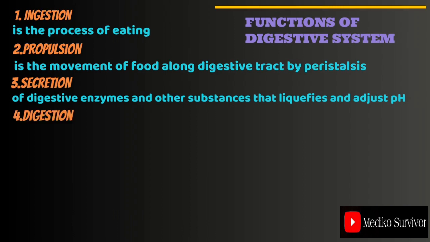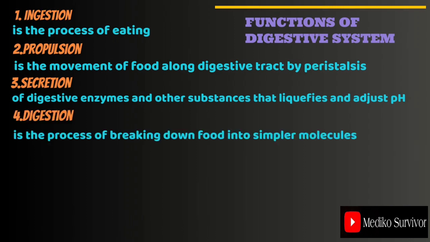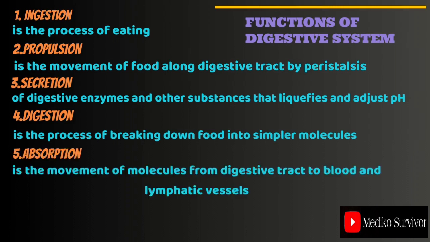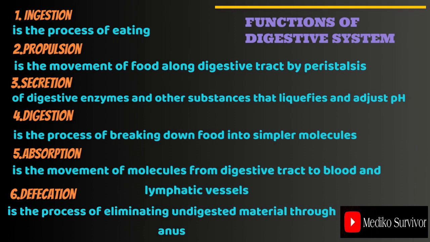4. Digestion. Process of breaking down food into smaller pieces. The process begins with chewing and carried out by enzymes in the stomach and small intestine. 5. Absorption is the movement of molecules from digestive tract to adjacent blood and lymphatic vessels. In other words, it is the entrance of digested food in the body. 6. Defecation is the process of eliminating undigested material through anus.